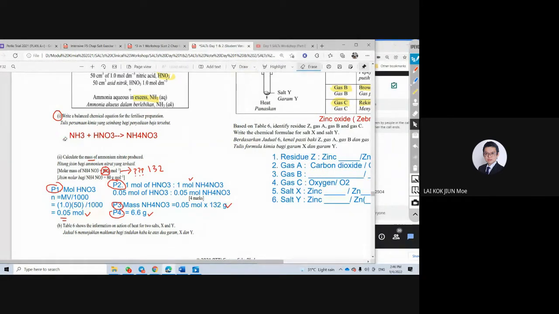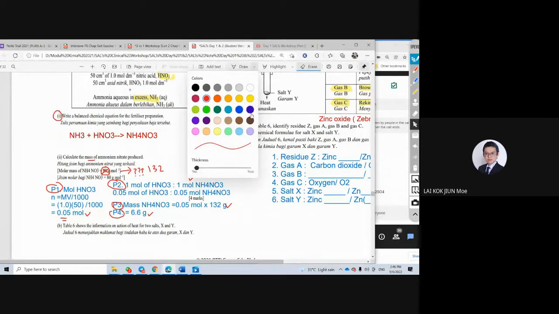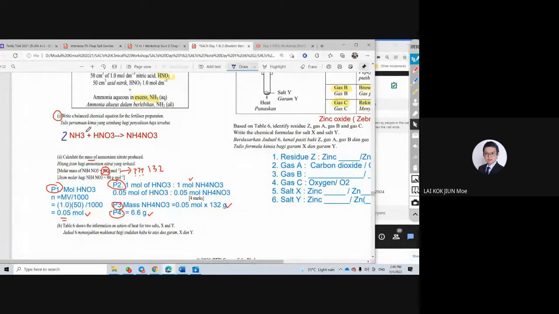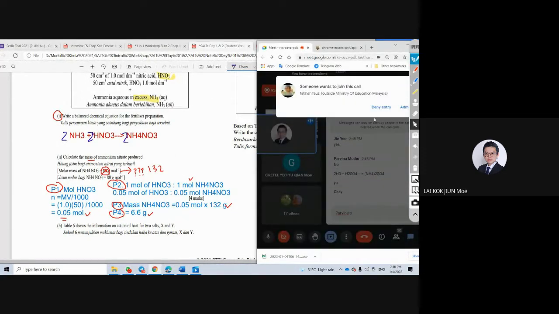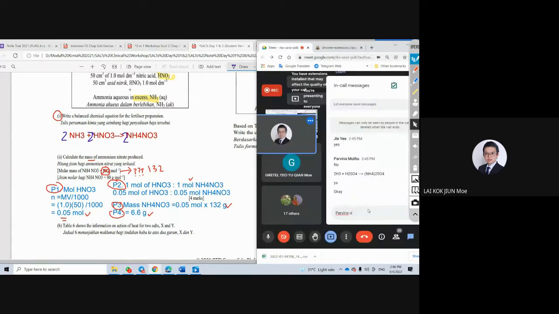Because it's the error here. This is 2 ammonia with 2 nitric acid. Okay. With 2 here. Or 2 lah. 2. No, 2 in front, Pravina. Ammonia is negative 1 only. Nitrate is also 1 only. 2 in front. Pravina, okay.